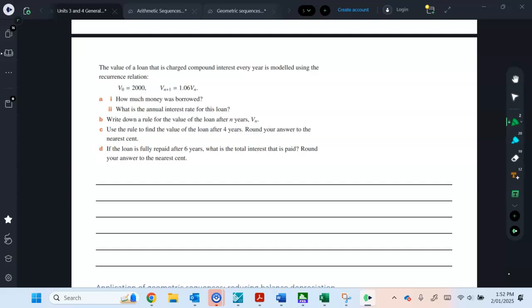Don't know whether it's the hardest, but I assume the later one is going to be the harder one. The value of a loan that is charged compound interest every year is modelled using the recurrence relation. How much money is borrowed? Easy peasy, there it is, $2,000. What is the annual rate for this loan?